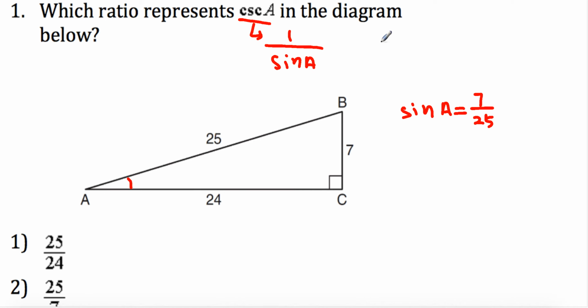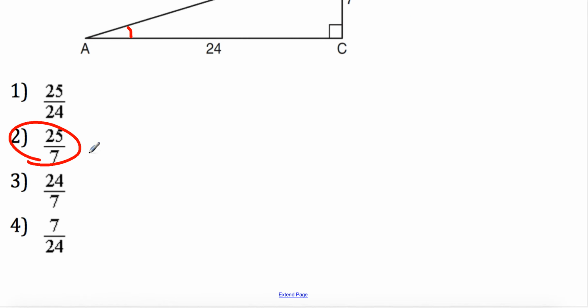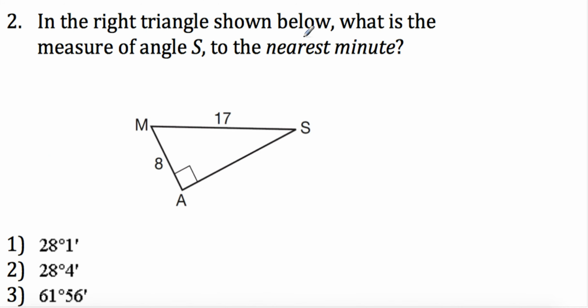Then cosecant will be the reciprocal of that, which is 25 over 7. So which is choice 2 becomes our answer. Let's look at the second question here.